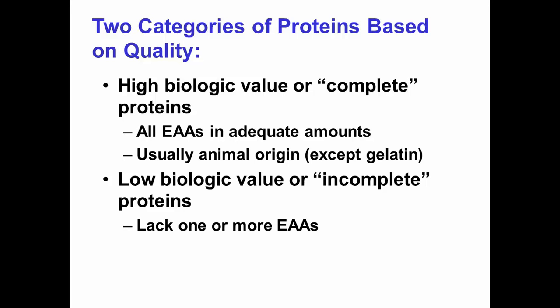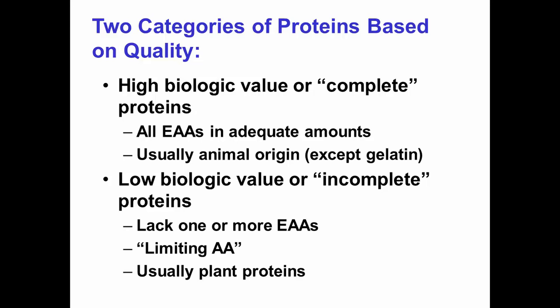When we say low biologic value or incomplete, it means you're lacking one or more of the essential amino acids. And the concept of the limiting amino acid, does anyone remember, before I give you the definition, what would be the limiting amino acid in a low biologic value protein? Anybody? So it's the amino acid that would be present in the lowest amount, the one that is kind of limiting the quality of the protein, if you will, present in the lowest percentage.